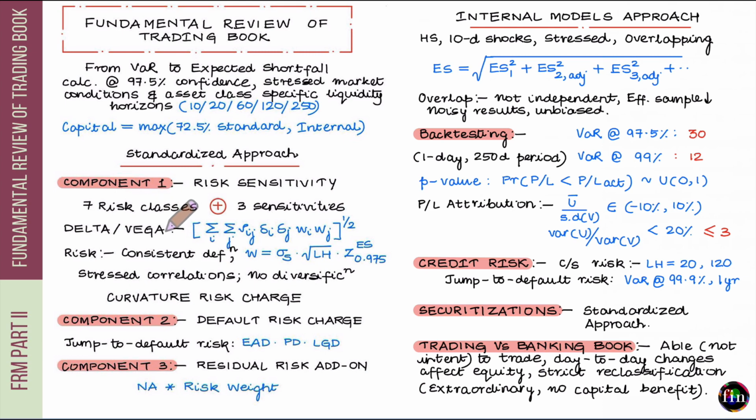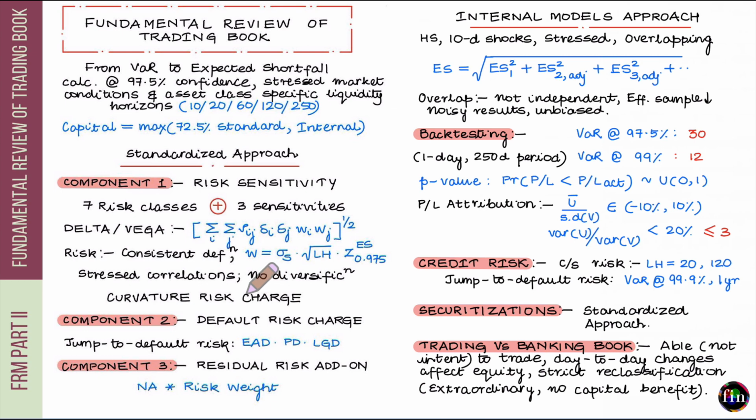Once we have the delta and the vega charges for all 7 risk classes, they are simply added together. That means we do not allow for any diversification related benefits. We also have to compute a charge corresponding to curvature risk. We are not going into the details of how this curvature risk charge is computed. The end goal is to compute a risk charge corresponding to all these 3 types of sensitivities and aggregate all these risk charges across the 7 risk classes to arrive at the number corresponding to this component 1.